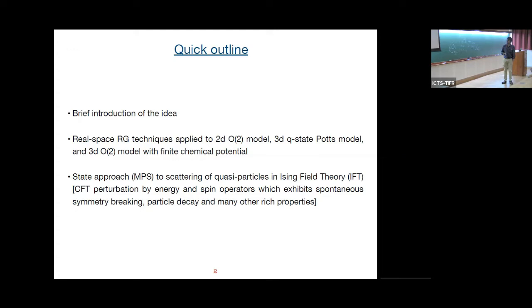And then if there is time, I'll talk about the MPS approach, which is like a wave function approach, to discuss scattering of quasi-particles in Ising field theory. If you don't know, Ising field theory is just a CFT perturbed by two operators, the energy and spin operators. It has a lot of interesting phenomena, and it is one of the most complicated integrable models known in physics. I'll talk about it if I have time.